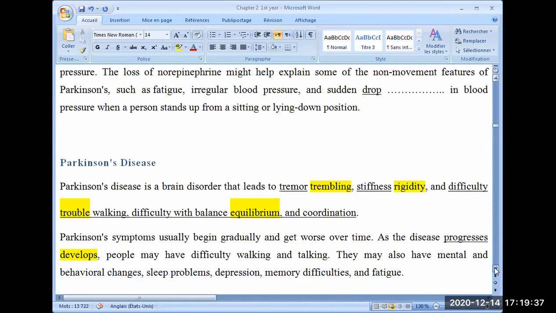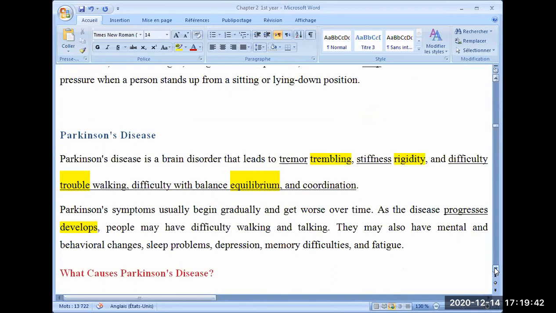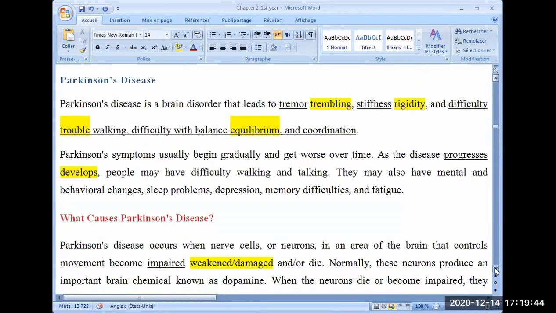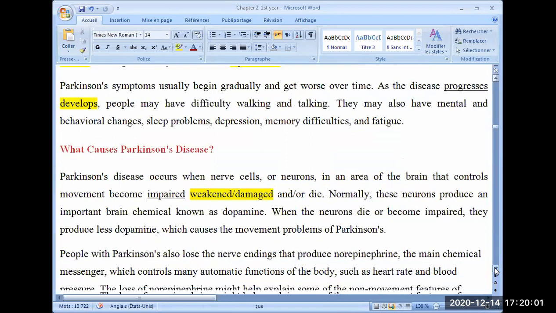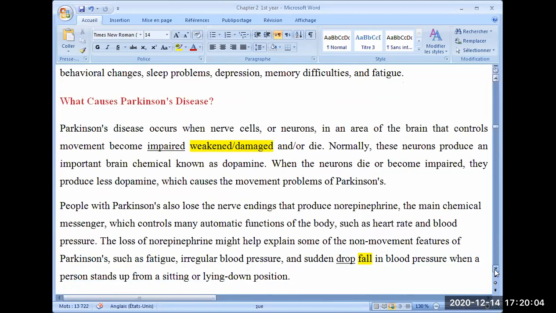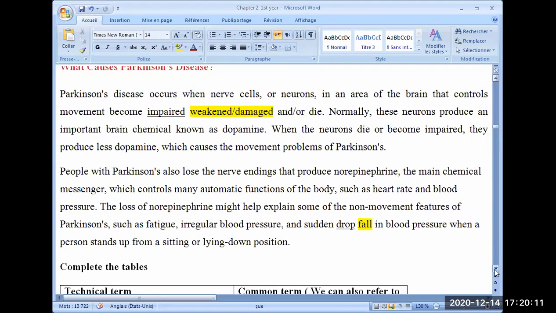Okay, so let's just give you the answers I gave. Here you have trembling, rigidity, trouble, equilibrium, develops. Here for impaired, I used weakened and damaged. For example, impaired immune system: the immune system is damaged, is weakened. There is a problem with it. And for drop, there is the noun fall. Fall can be a noun, can be a verb. Here it's a noun. Drop or fall in blood pressure.